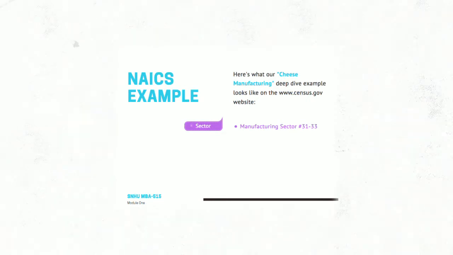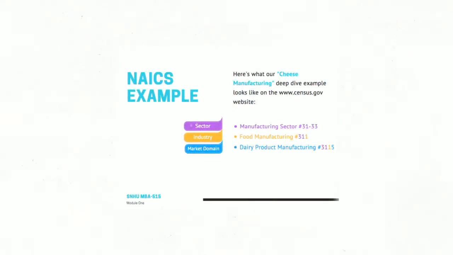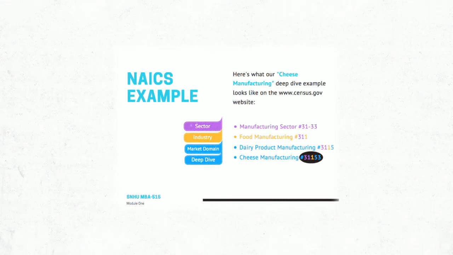We start with manufacturing sector. There is a sector number, and in this case is 31 through 33. Within that sector is the industry, and the industry number for food manufacturing adds a 1, so it's 311. The market domain, dairy product manufacturing, adds another number onto that example, so it's 3115. And finally, the deep dive into cheese manufacturing is 31153. The reason why this is important is it gives you an idea of all the different areas you can search on to break down the information once you go to the research databases.